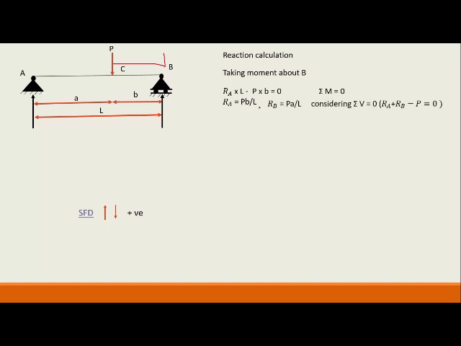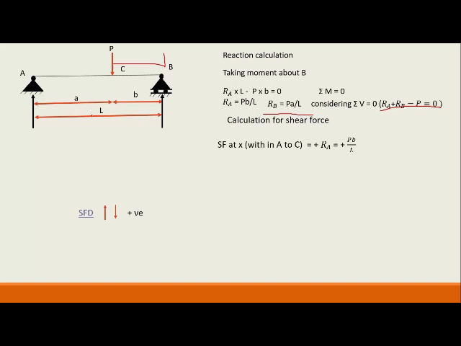If you have an equation like this, with summation of vertical forces equals 0, you will get RB equals PA by L. So it is interesting: for RA it will be PB by L, and for RB it will be PA by L. So let us calculate the shear force.